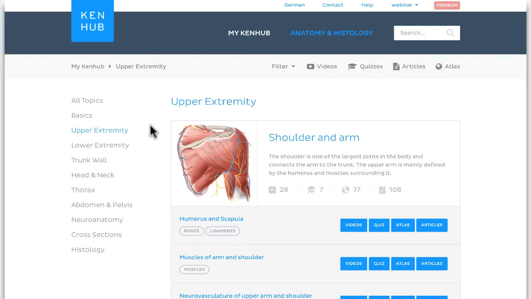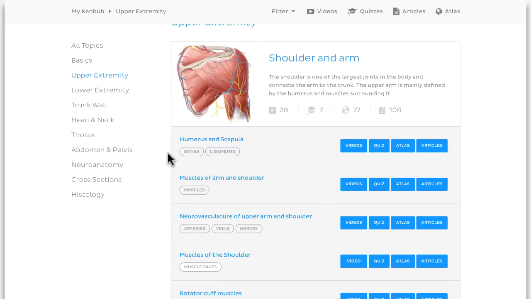I'm here again on the upper extremity lecture so I can show you the second tip that I've been talking about. For efficient repetition, we want to have different types of content that talk about the same material. If we scroll down and look at the different study units here, the humerus and scapula, muscles of the arm and shoulder, and so on, you can see that we split them into 4 types of content that you can use. You can watch videos, take a quiz, browse through the atlas, or even read articles. So there are 4 different ways that you can learn this material.